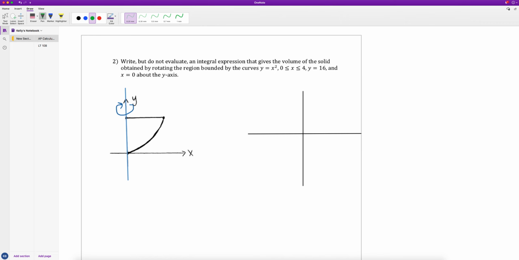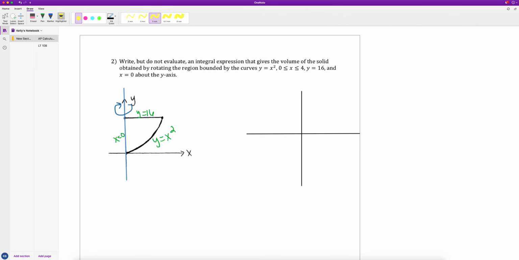The first thing they told us is I have y equals x squared, so I have the same curve I did in the last example. The difference now is I'm bounding it still between 0 and 4 on the x-axis, but up here it's bounded by y equals 16, and on the left side it's bounded by x equals 0, which is also the line that we are rotating it about. And we are interested in taking this yellow region, so if I fill this in, I'm interested in taking this yellow region right here and rotating it about the y-axis.